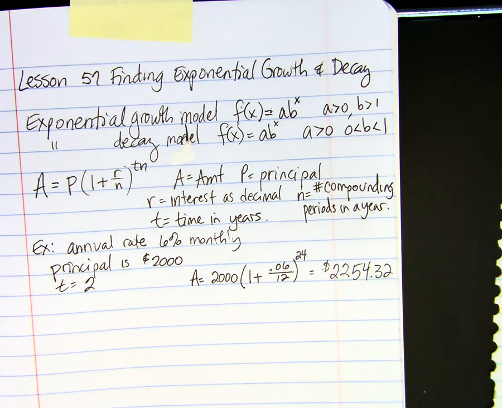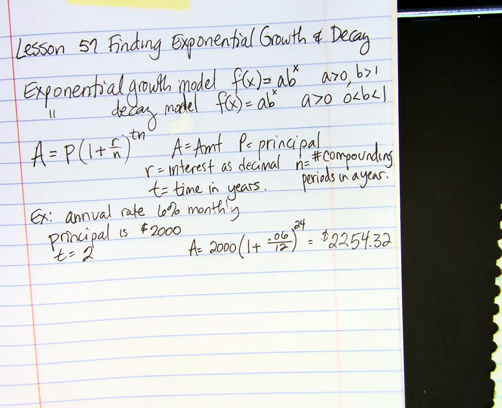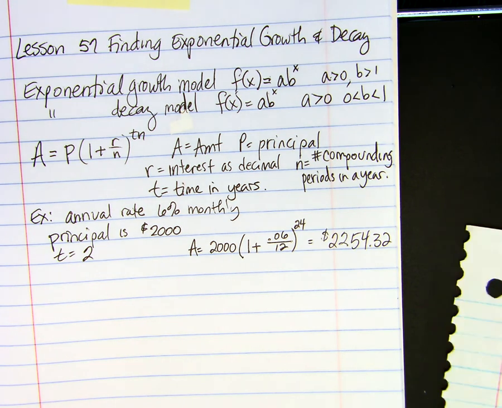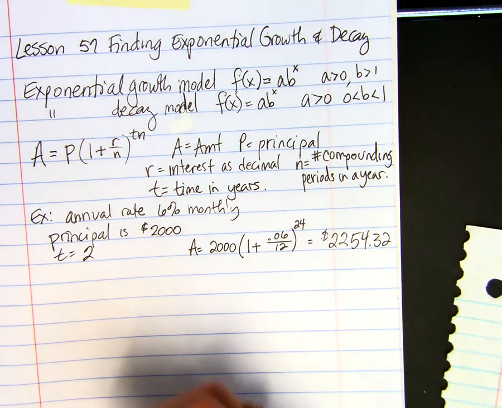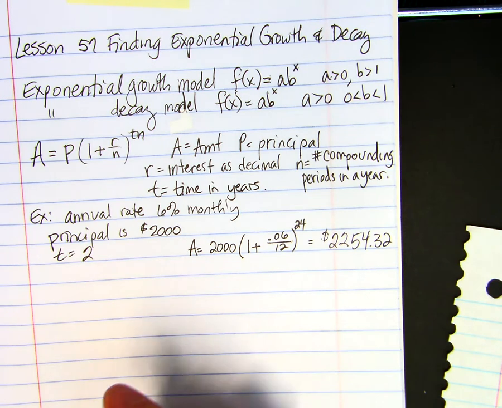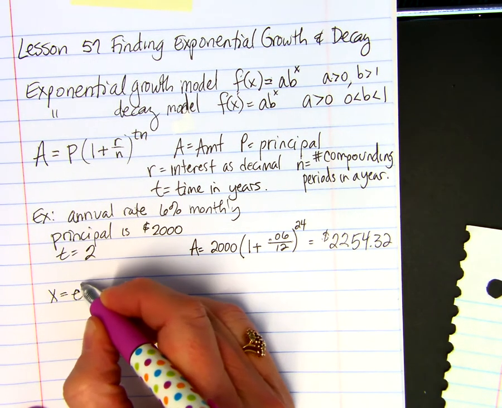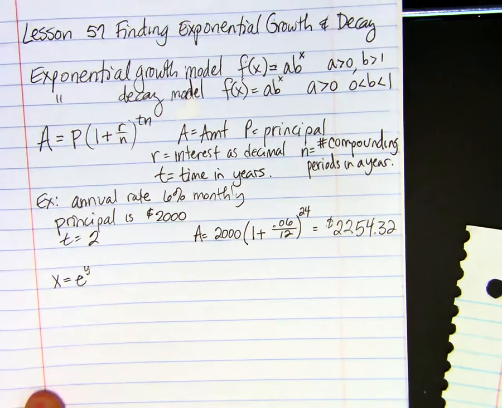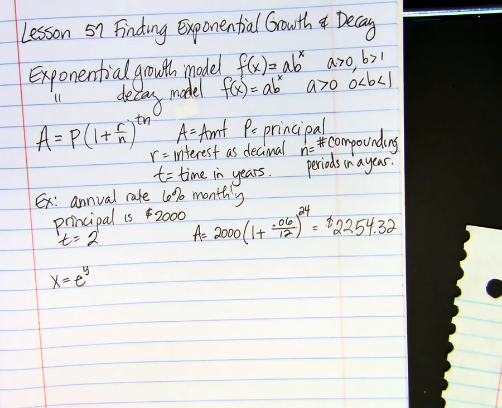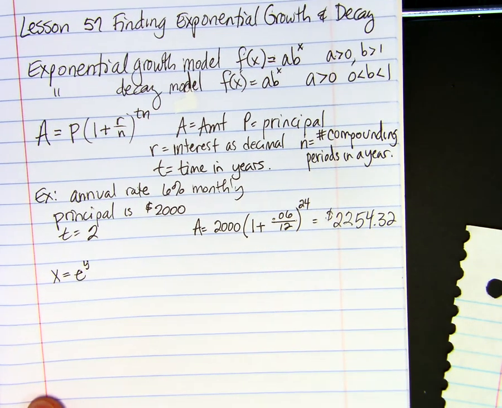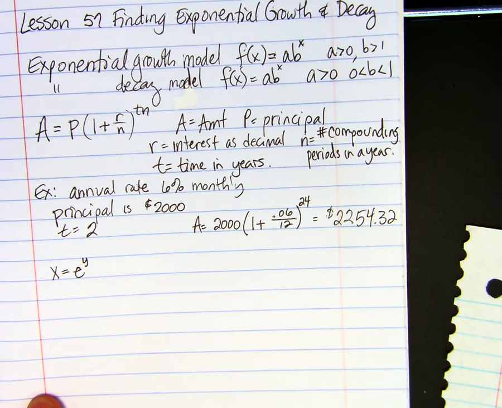Isn't the principal also just the initial amount? Yes, what you're starting with. So what if you're compounding all the time? Would you have to put infinity? Like 2 times infinity, wouldn't that just be infinity? And then 0.06 divided by infinity. We're not going there.